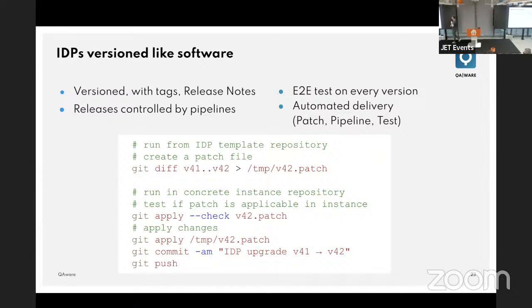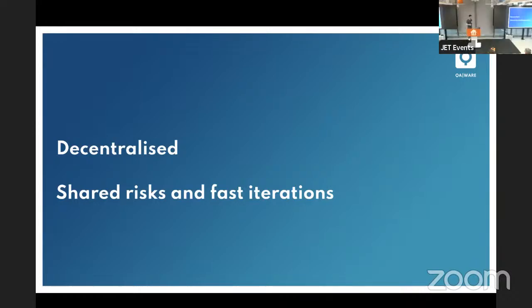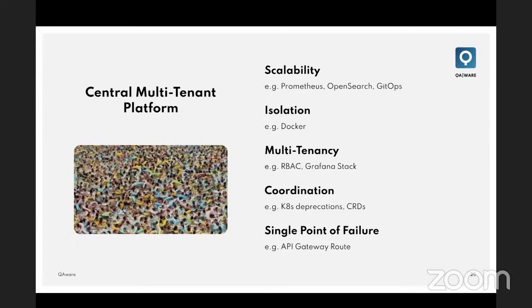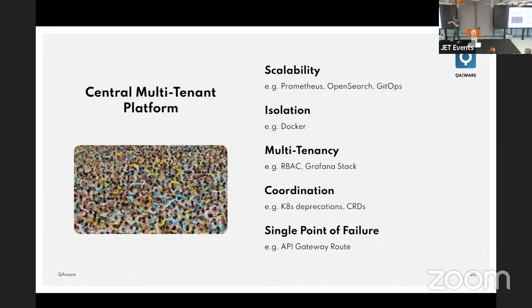And yeah, very important is the end-to-end test, although it maybe takes some time to spin up some clusters to deploy it actually and so on. Yeah, but it's important. Okay, you want to be decentralized. You want to have some shared risks and some fast iterations because, yeah, if one has a bad time in the pool, everybody will have a bad time in the pool.